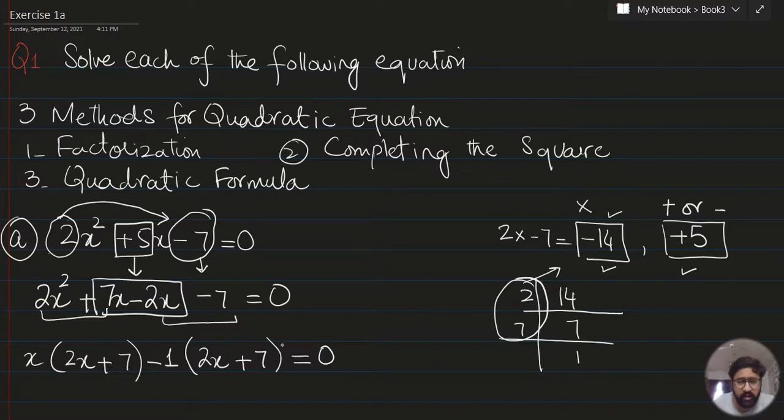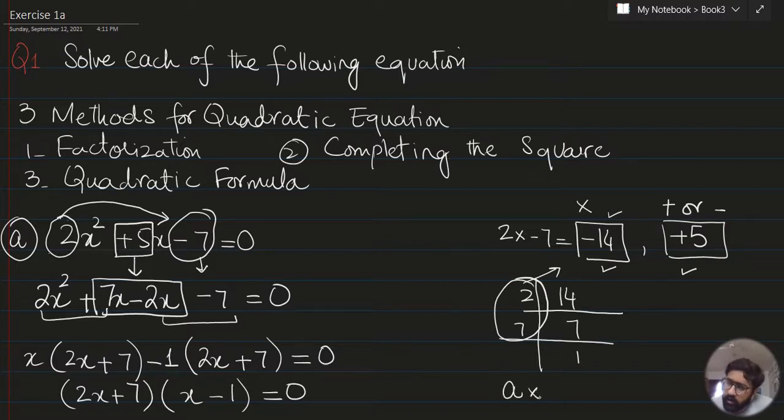Now factorization means to take out the common. Since the same bracket has been written twice, I am going to write it once, and in the other bracket I am going to write x minus 1. You can very well see that these two things are being multiplied, and they are giving you 0.